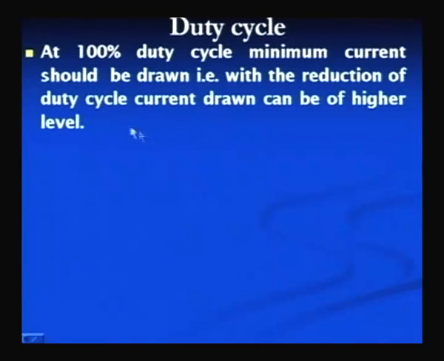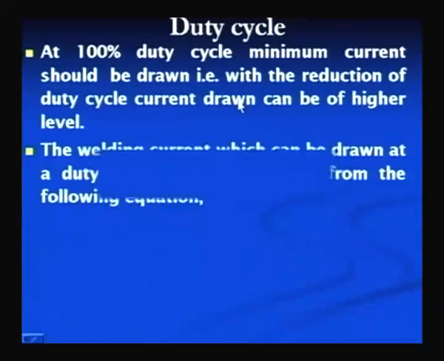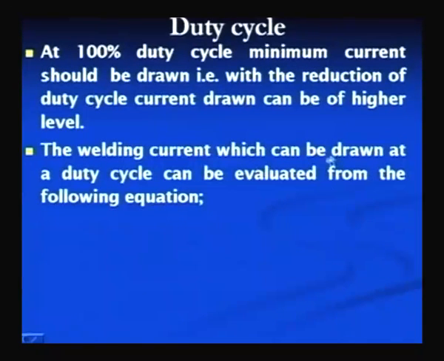So, the lower the duty cycle, the higher the current which can be drawn from the power source; the higher the duty cycle, the lower the current should be drawn from the power source. The welding current which can be drawn at a duty cycle can be evaluated from the following equation. One equation is used to determine how much current can be drawn safely from the power source if we know the current which can be drawn at a given duty cycle.